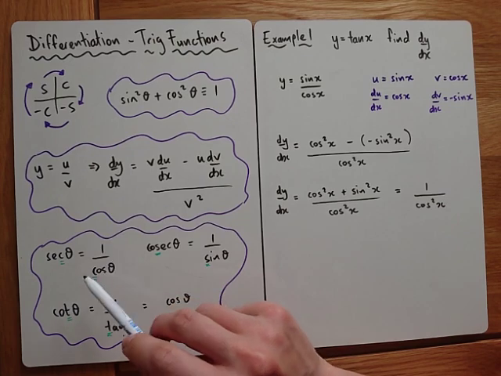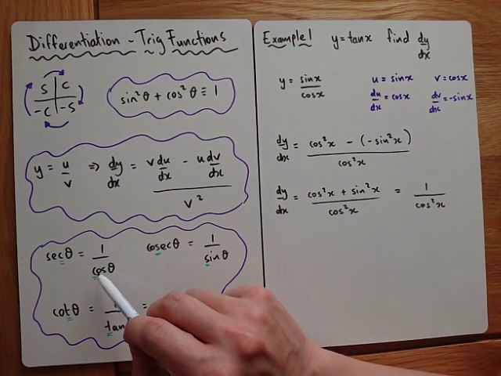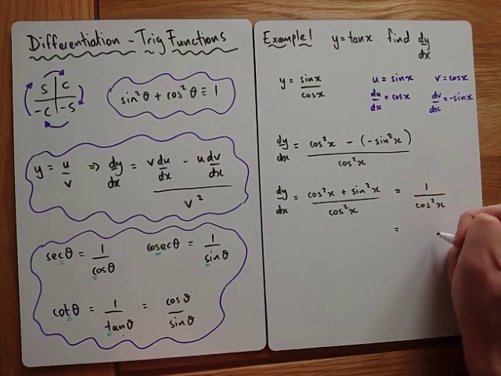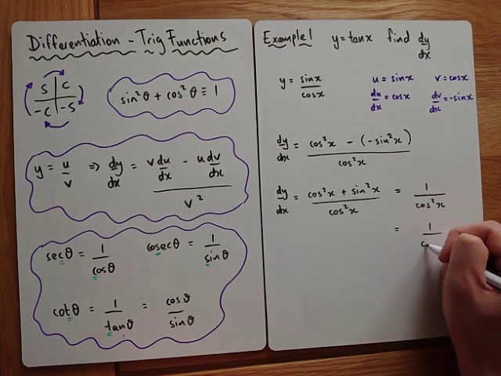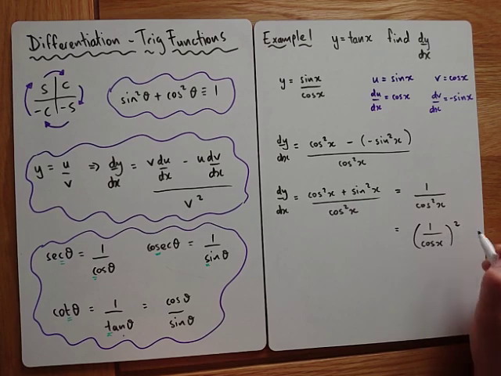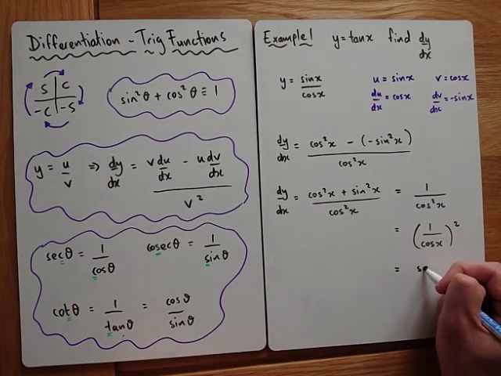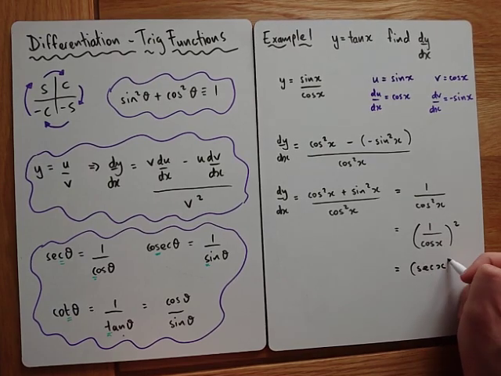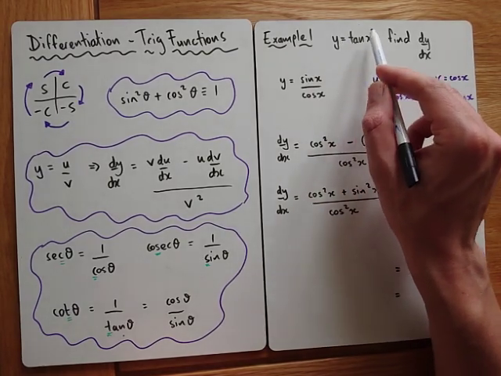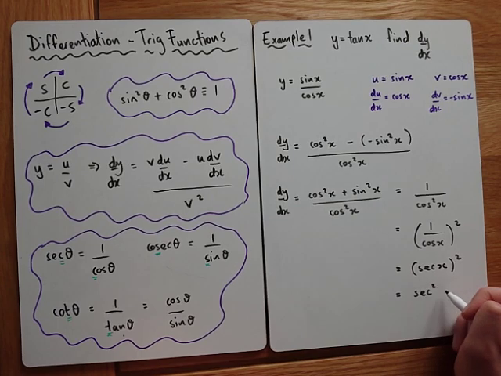Now look at these new trig ratios. This thing called sec theta is 1 over cos theta. So 1 over cos squared is the same as sec squared. So this derivative for tan, if we want to differentiate tan, the answer would be sec squared.